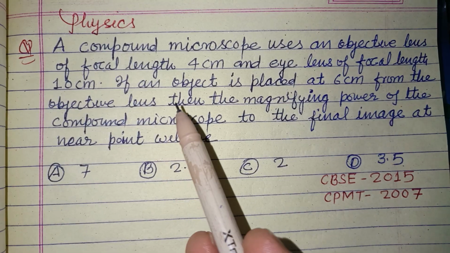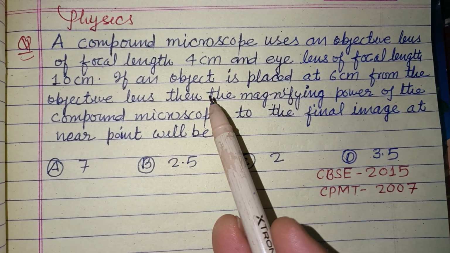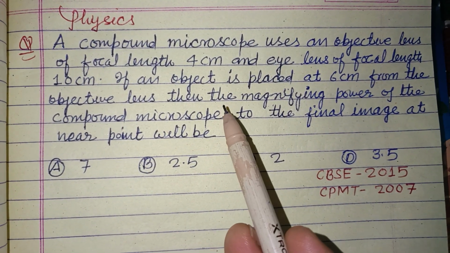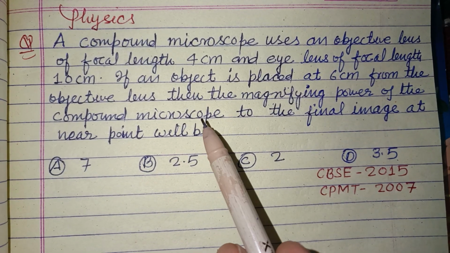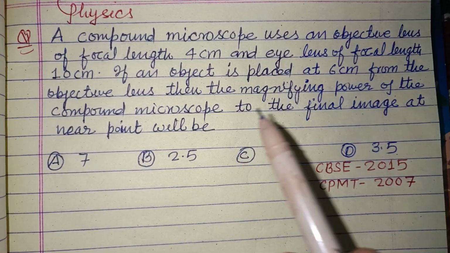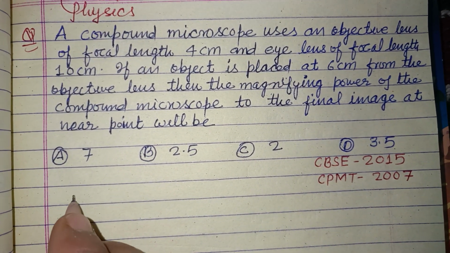Question is, a compound microscope uses an objective lens of focal length 4 cm and eye lens of focal length 10 cm. If an object is placed at 6 cm from the objective lens, then the magnifying power of the compound microscope to the final image formed near point will be.